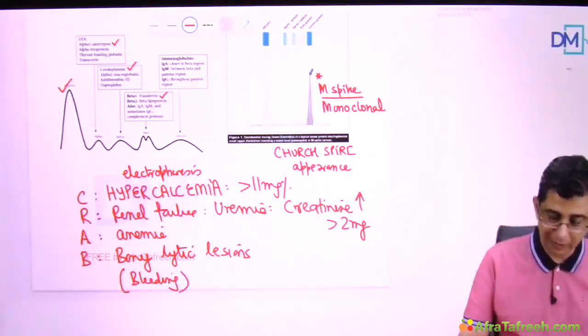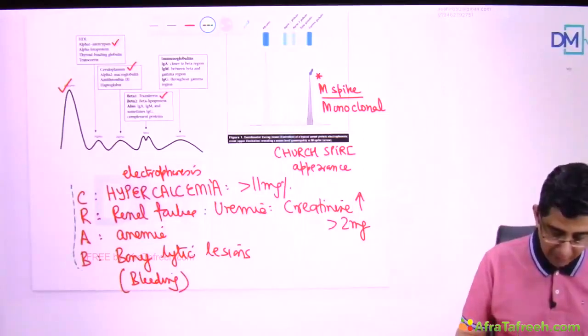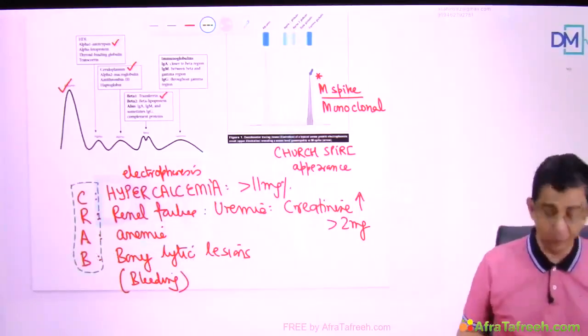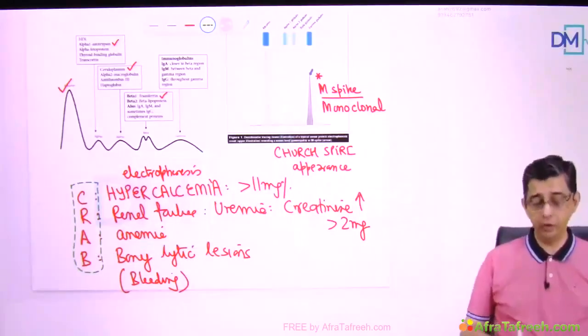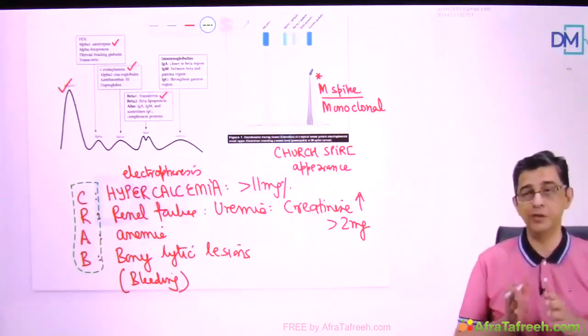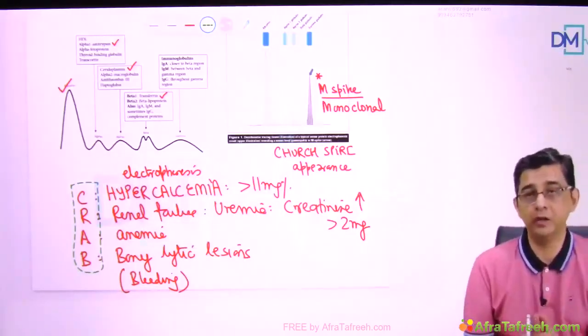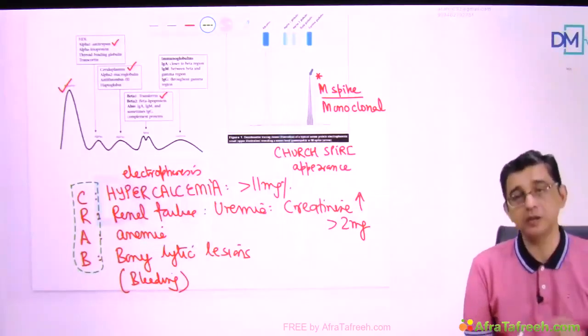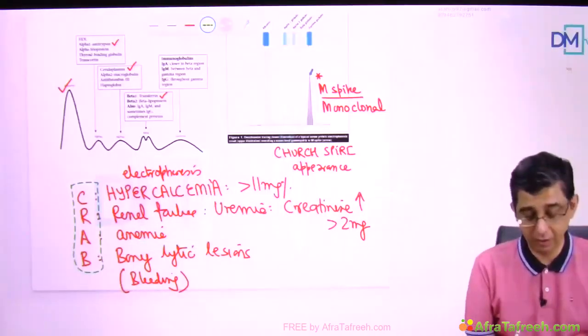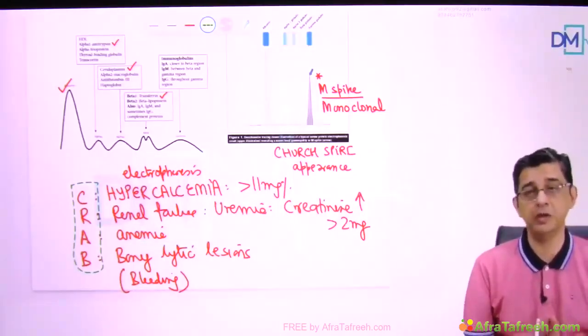What I want to tell you is that CRAB features are a must for diagnosis of multiple myeloma, but what he has said is that you don't need all of them. You see, in the current edition of Harrison 20th, he has mentioned that any one of these present in a patient with plasmacytosis is sufficient for diagnosis of multiple myeloma.